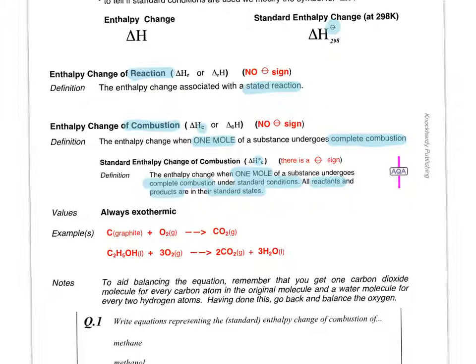Enthalpy change of combustion is always exothermic, it always gives out heat energy. And you've got a couple of examples here. We said it's where it reacts with oxygen, and it's where you just have 1 mole, so where you just have 1 molecule reacting with oxygen.